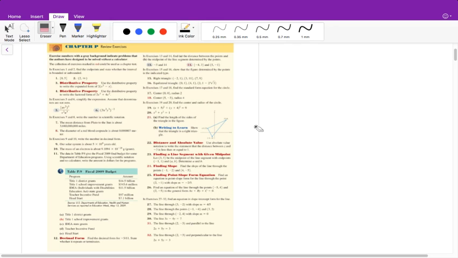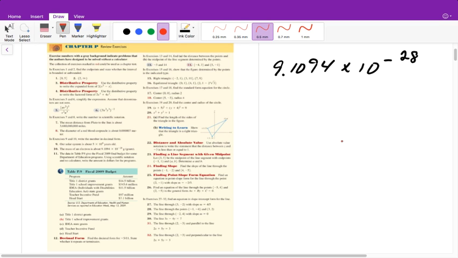All right, so for number 9, I'll do number 10 since it's negative, but it says write each in decimal form. So we have 9.1094 times 10 to the negative 28. If I'm trying to write this in decimal form, I know that since this was negative, that means I had to have made this number larger. So I need to make this number smaller if I want to get rid of these 10s. So that means I'm going to move this 28 spaces to the left.